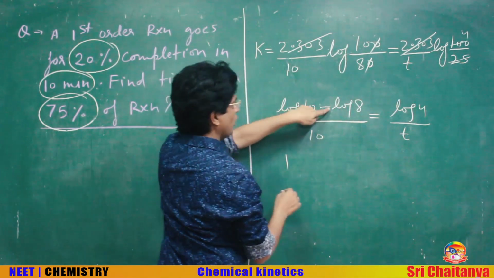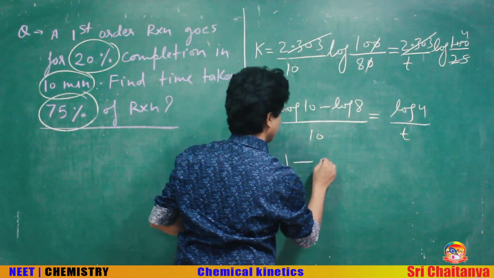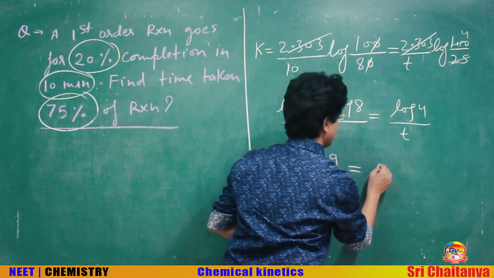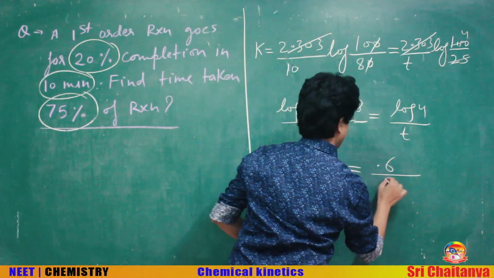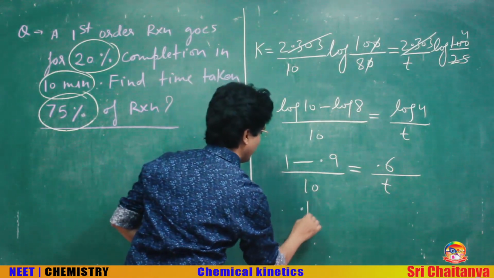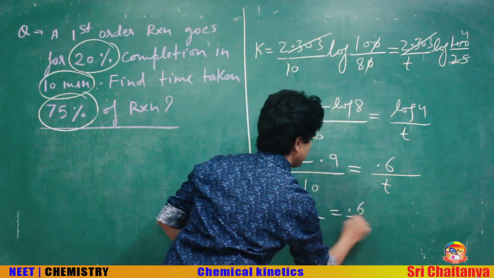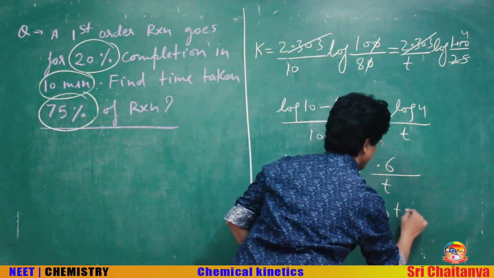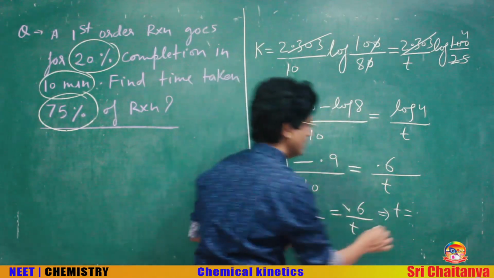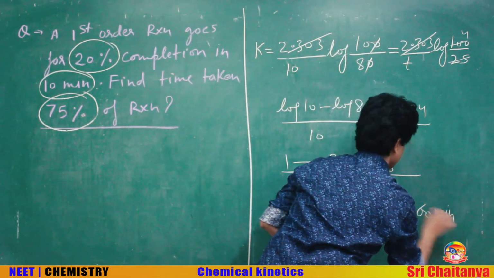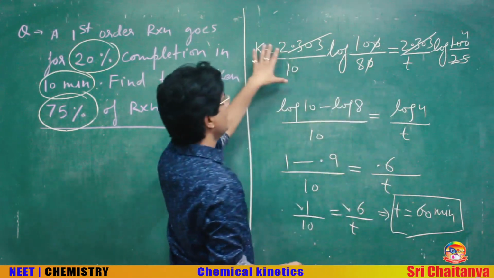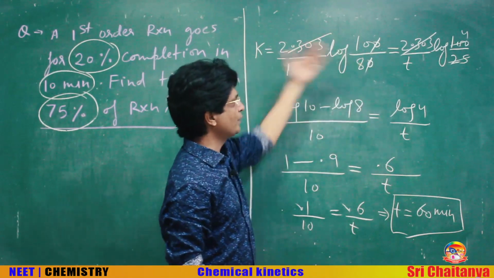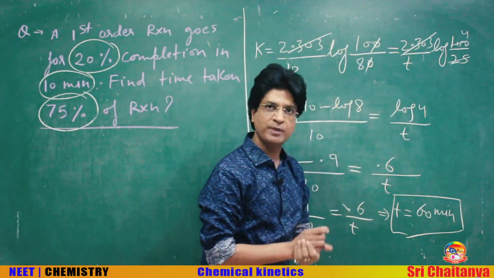Solve this. Log of 10 is 1. Log of 8 is how much? 0.9 upon 10 should be equal to log of 4, which is how much? 0.6 upon the time, which they are asking. Basically this will be 0.1 upon 10 equal to 0.6 upon t. You solve it, 10 into 6 will be 60. So the time required to complete 75% of the reaction will be 60 minutes. The catch here is that K will not change for a single reaction. It will remain the same whether you are asking for 20% completion or 75% completion of the reaction.